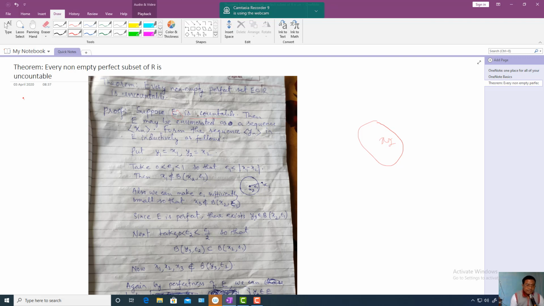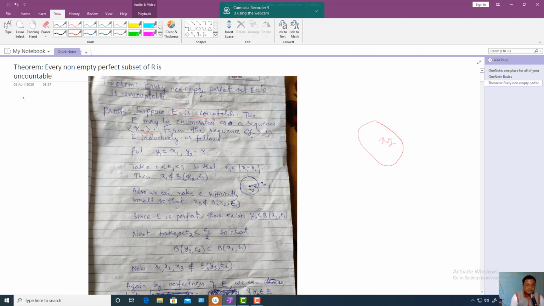So E may be enumerated as a sequence, and let that sequence be xn. That means E is equal to this sequence. Every member of E is a member of this sequence. Every member of this sequence is also a member of E. They are equal. This is quite possible by our assumption that E is countable. And then from this countable set E, we are going to form another sequence called yn.